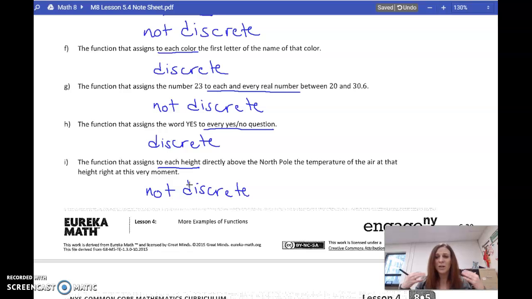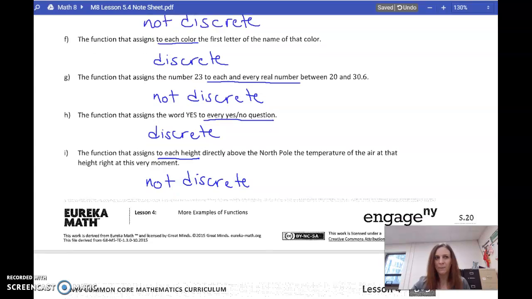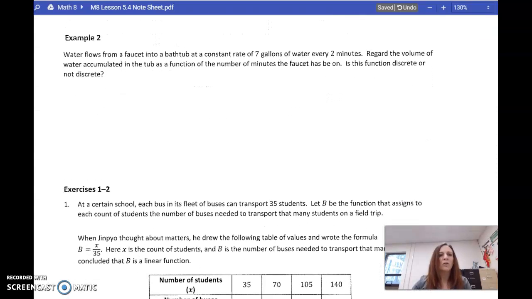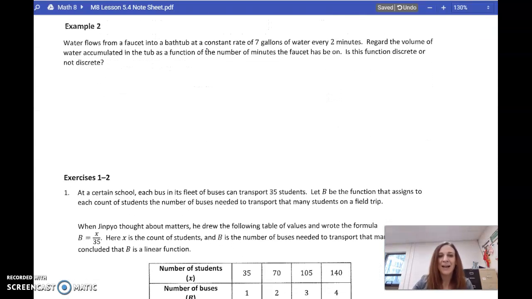Okay, so again, I just want you to start thinking about, our focus is going to be on input values, okay? And we'll get to that in a little bit. But let's just do one more example here. Water flows from a faucet into a bathtub at a constant rate of 7 gallons of water every 2 minutes. Now it says regard the volume of the water accumulated in the tub as a function of the number of minutes the faucet has been on. Is this function discrete or not discrete?